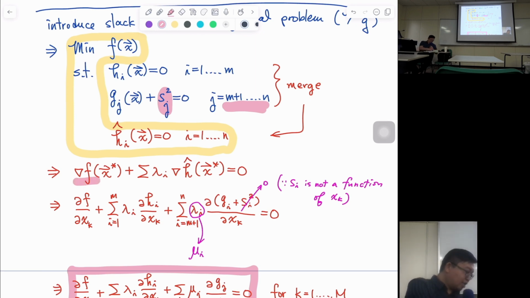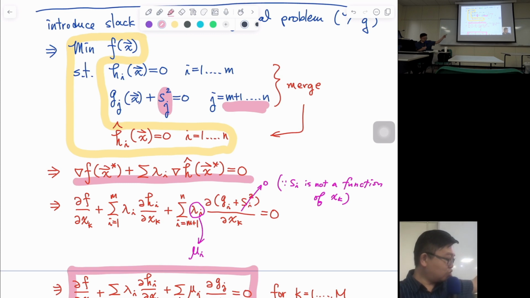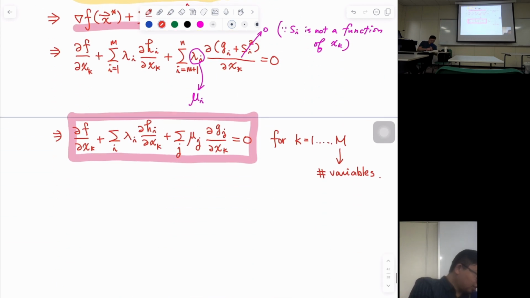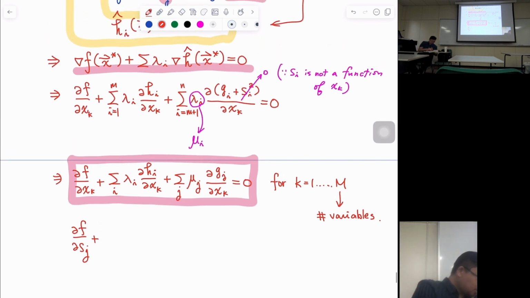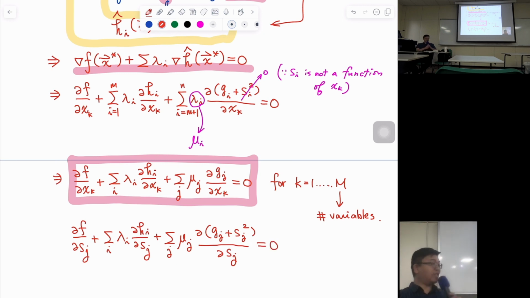So when we take the gradient, that means we need to do partial derivatives with respect to all the sj as well. So let's try to do that. We need to do it with respect to sj, and here's j. We already make it mu j, so g_j plus s_j squared over s_j. This must be valid as well.